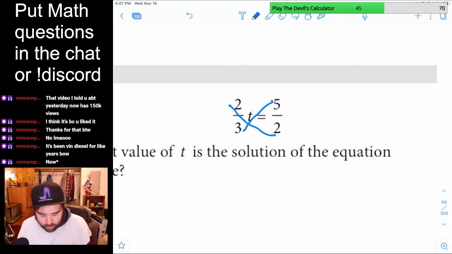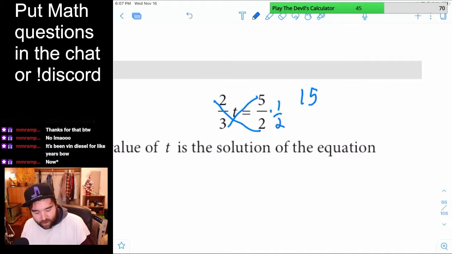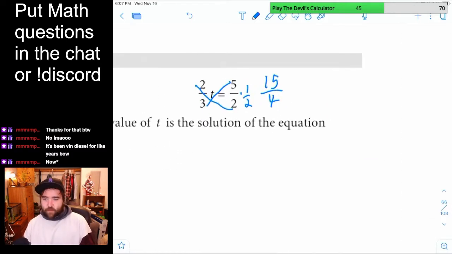So really what you want to do is just multiply by 3, 15, and divide by 2, which means multiplying by 1/2. So that 2 goes on the bottom. It's 4. And that's just the answer, 15 over 4. You just multiply by 3 and divide by 2.